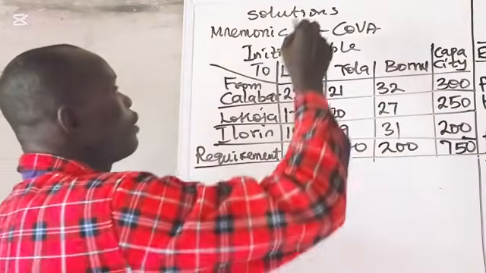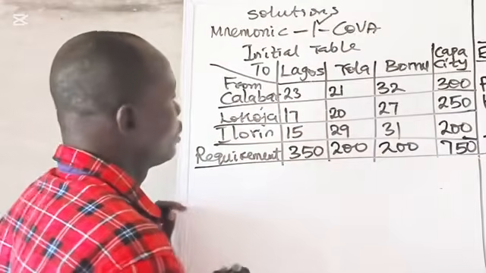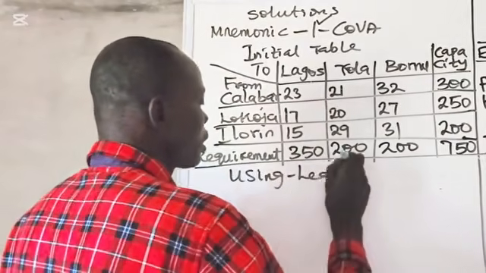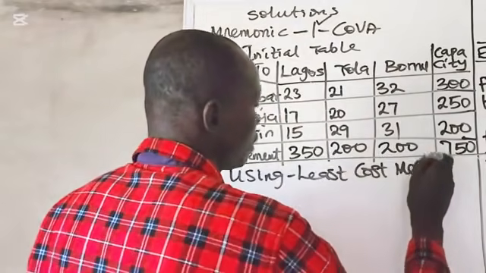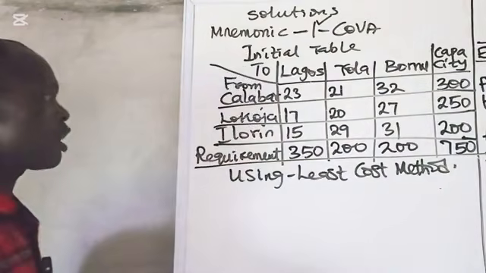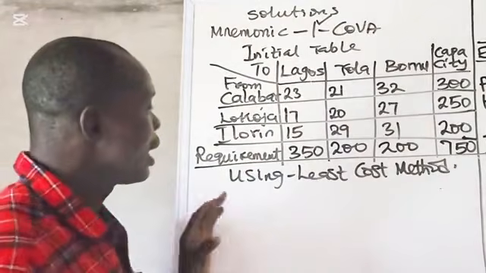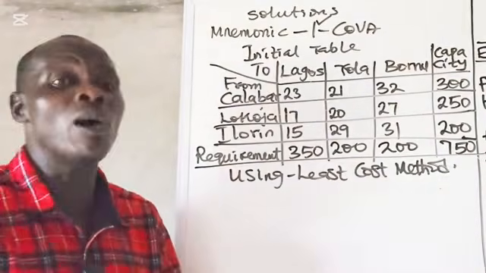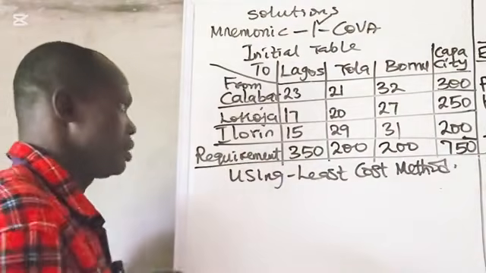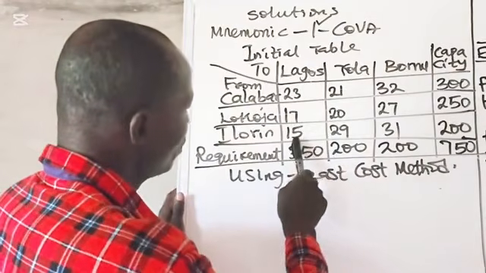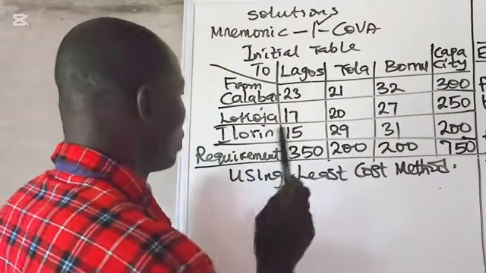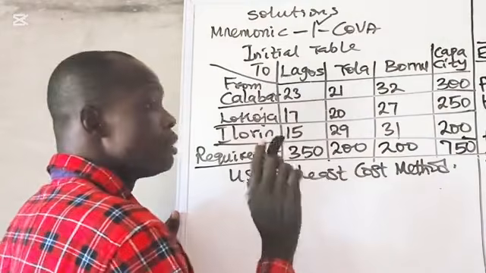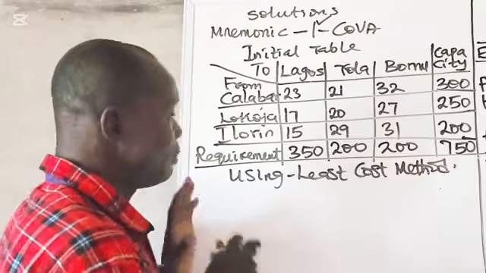Remember using the ICOVA step. So you want to obtain the initial feasible solution using the least cost method. Remember, under the least cost method, the least cost is always our focus for allocation. If you go through this 15, do you have anything smaller than 15? Among the costs, none. So the least cost is 15. That means the first assignment that you will need to make will start from here. So you want to assign to 15 being the least cost.